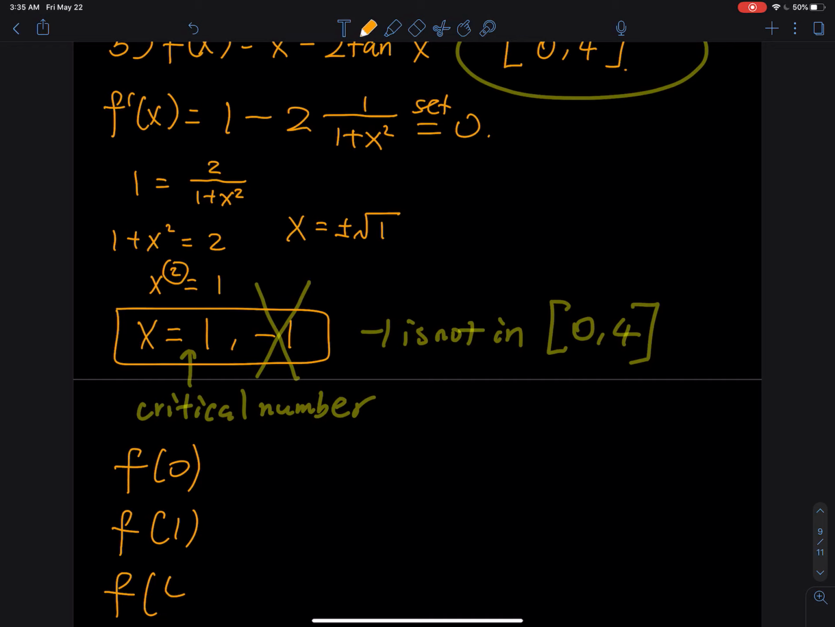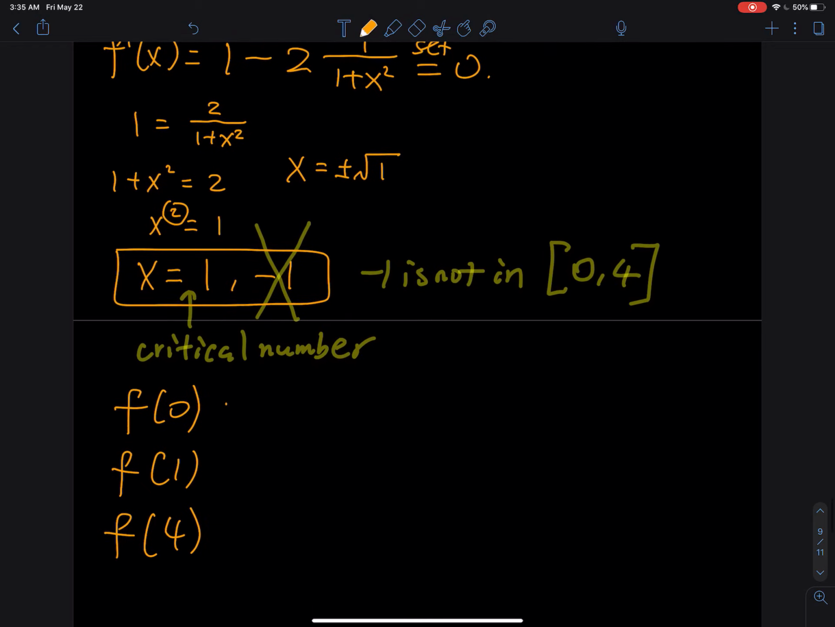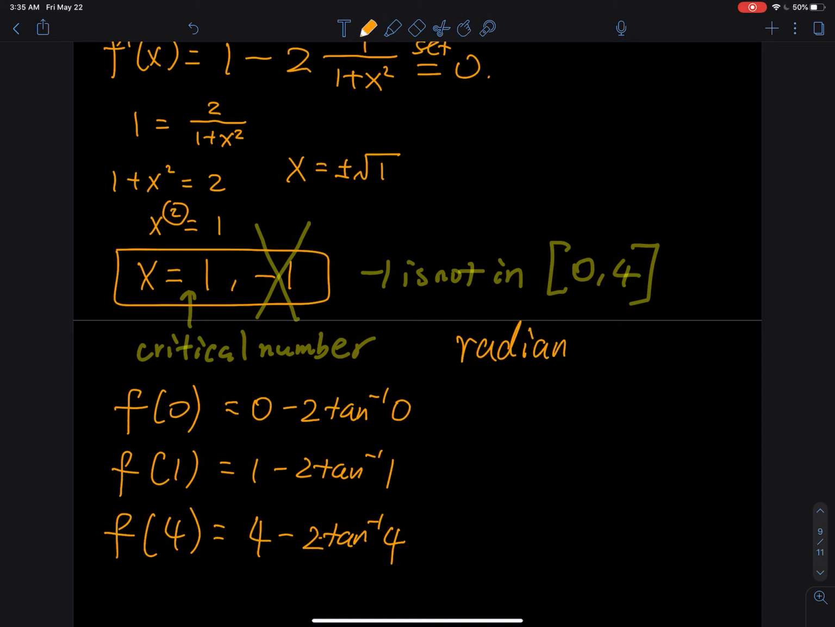All right, let's do the test. We plug it in. So we have 0 minus 2 times inverse tangent of 0. And then 1 minus 2 times inverse tangent of 1, and then 4 minus 2 times inverse tangent of 4. Make sure your calculator is in radian mode. This one I got a 0, this one I got a negative 0.57, just an approximation. This one I got a 1.34, so this is the highest, of course, and then this is the lowest.